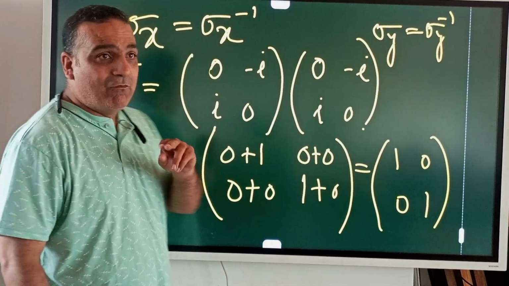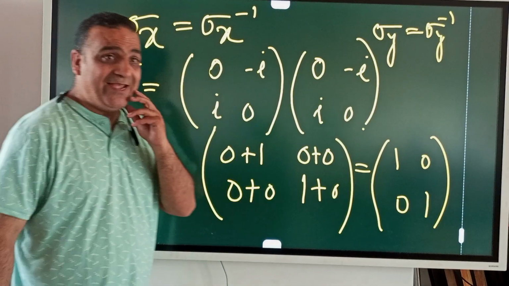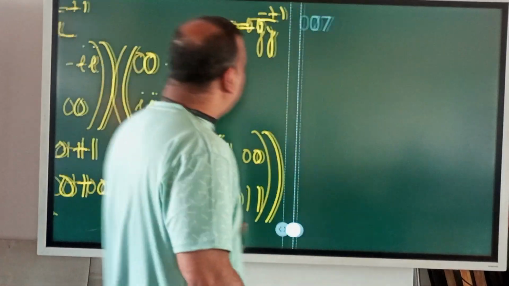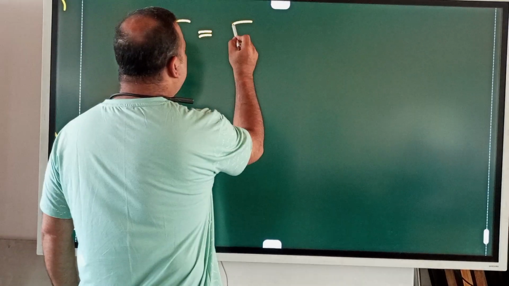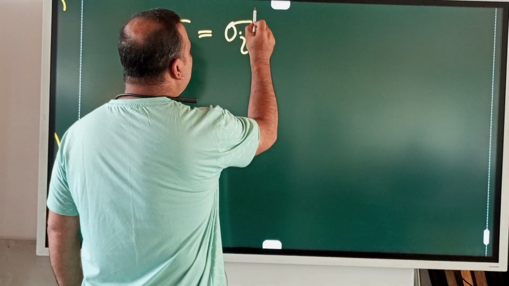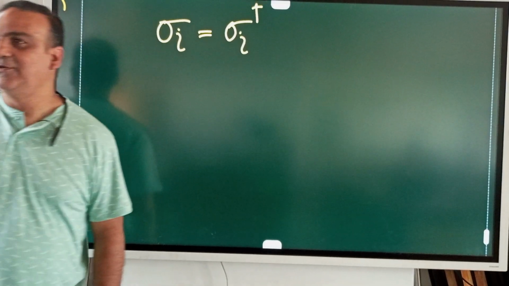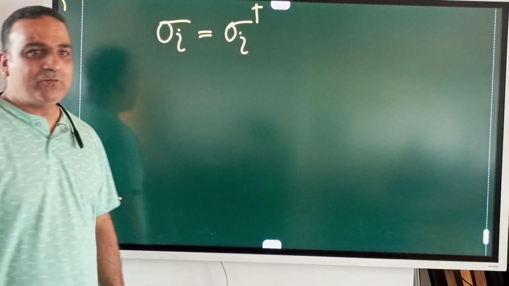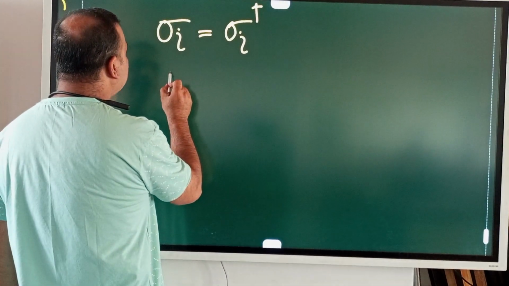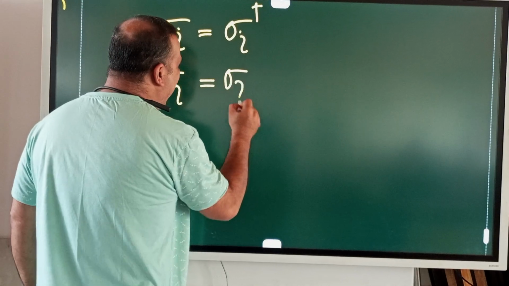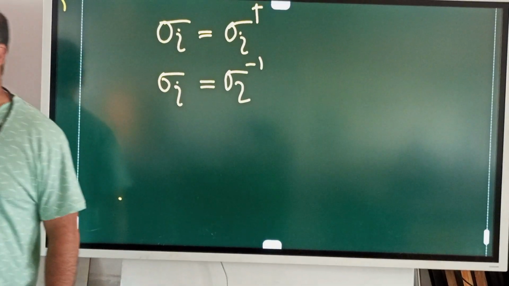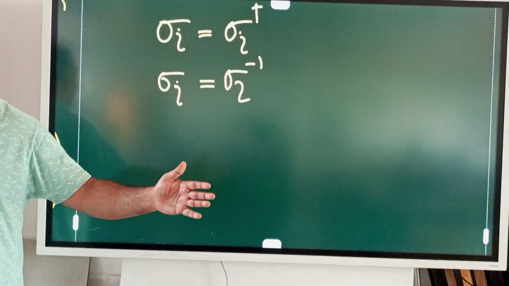So we have obtained two conditions, right? What was the first condition? The first condition was sigma i equals sigma i adjoint. This is what we have proved. The next thing was sigma i equals sigma i inverse. Am I right? Fine.